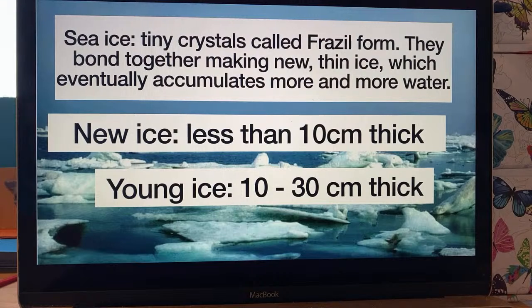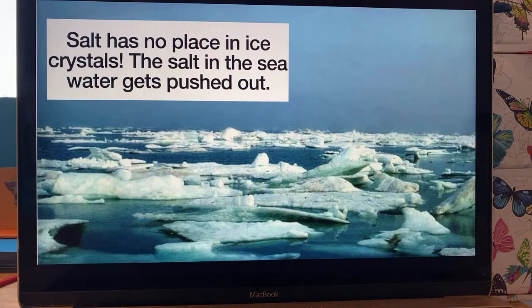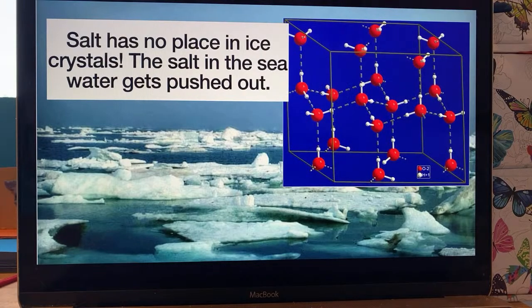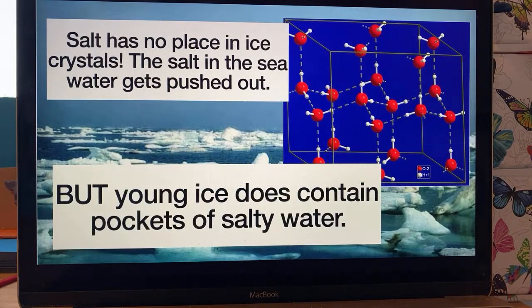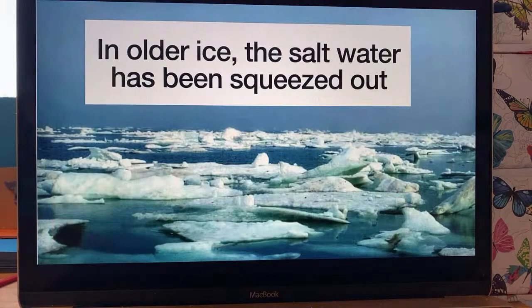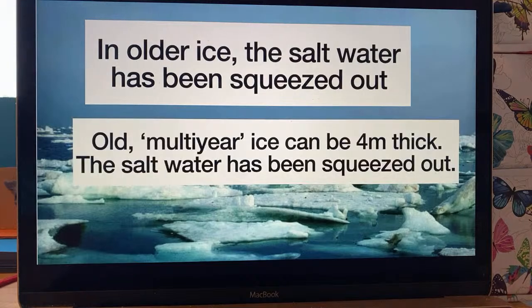So that new ice, when it forms, squishes out the salt in the water. Salt has no place in ice crystals. You've seen how beautifully organised they are. So salt in the seawater gets pushed out. But it's a little bit more complicated than that, because young ice does contain pockets of salty water. I didn't know this, but in older ice, the salt water is being squeezed out. So when ice has just formed, you've basically just got these little pockets of seawater, and then as older ice grows and grows and grows, that salt water gets squeezed out.